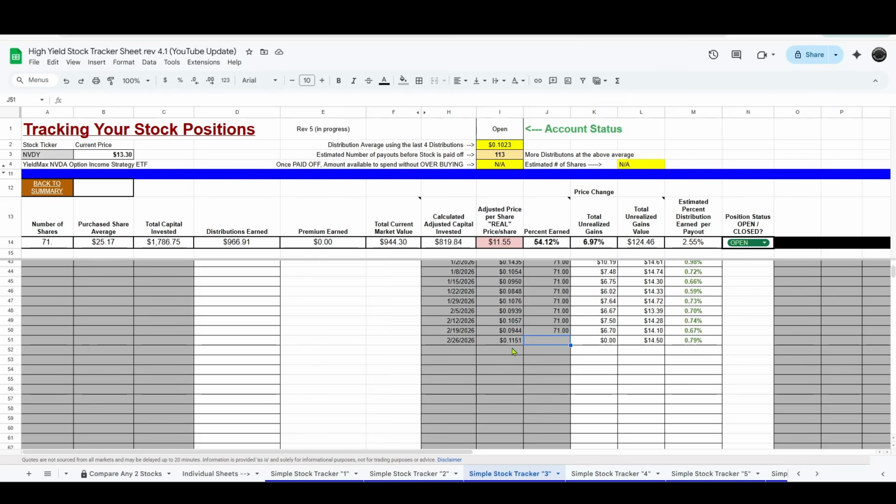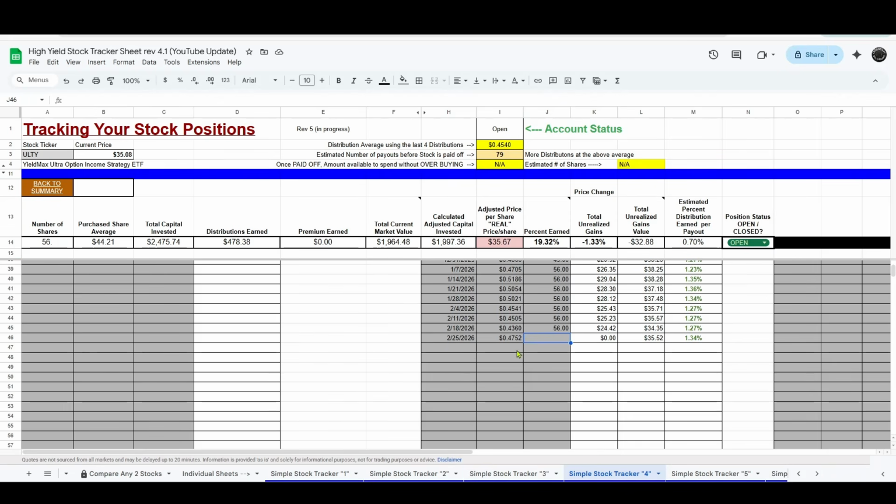So this one too is up. I have a total of 71 shares. So my real price per share of $11.55 now drops down to $11.43. And therefore that current price of $13.30 means if I had to sell all my shares, and that's all 71 shares, at that current price, then I will make $132.